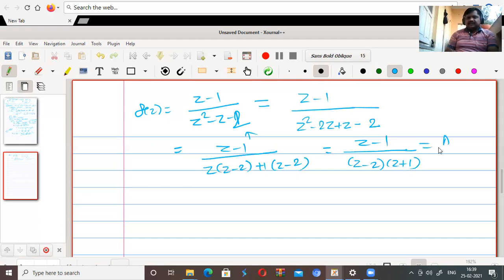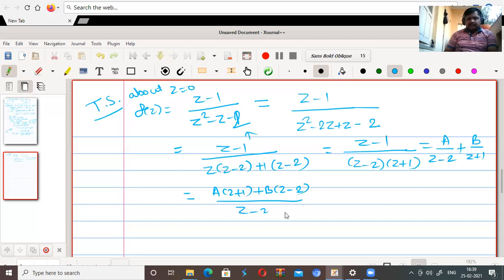That can be written as a upon z minus 2 plus b upon z plus 1. You have to find the Taylor series expansion about z equal to 0. This is nothing but a into z plus 1 plus b into z minus 2 divided by z minus 2 into z plus 1. We know this, so this implies this and this one both are the same. So z minus 1 equals a into z plus 1 plus b into z minus 2.